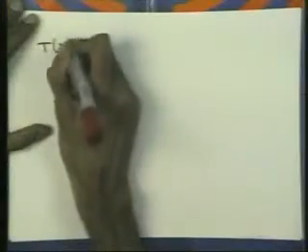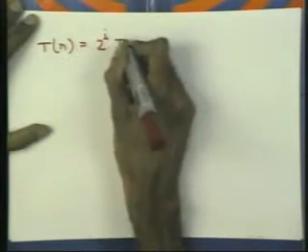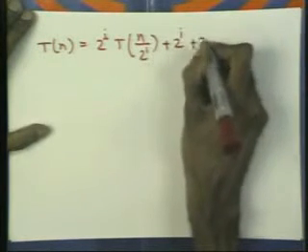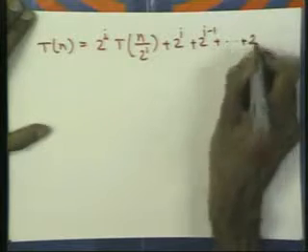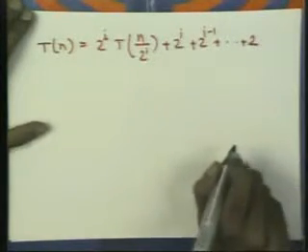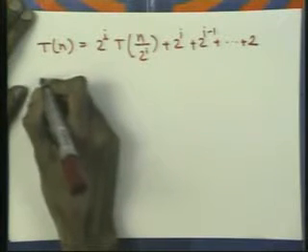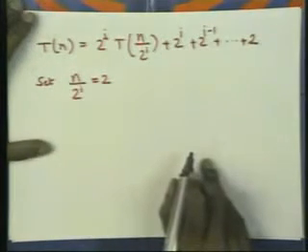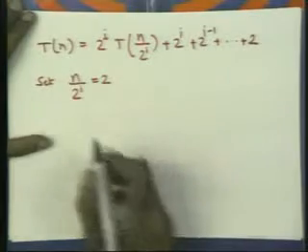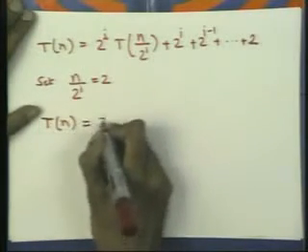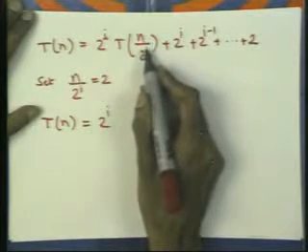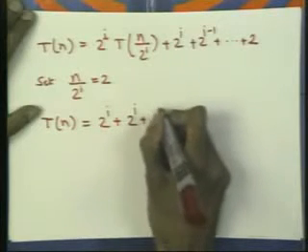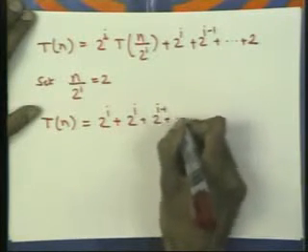The pattern is this. T(n) is 2 to the i T(n/2 to the i) plus 2 to the i plus 2 to the i minus 1 and so on all the way up to 2. Now we set n by 2 to the i to be 2, because we know that T(2) is 1. Then we have T(n) is 2 to the i, this becomes 2, so T(2) is 1, plus 2 to the i plus 2 to the i minus 1 and so on up to 2.